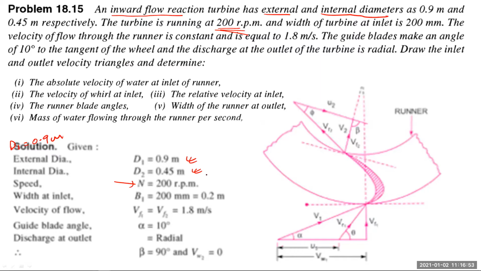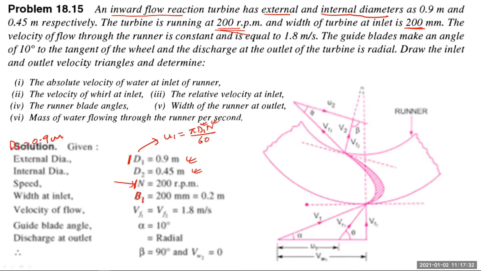Okay, and if you remember I have told you, whenever you see the diameter is given and your RPM is given, you directly think of the formula, that is u1 equals pi D1 N by 60. Okay, always keep in your mind, wherever you see this D and N, you can calculate this u term. Okay, now, the width of the turbine at inlet is 200 mm. Width of the turbine at inlet, it means your b1 is given.